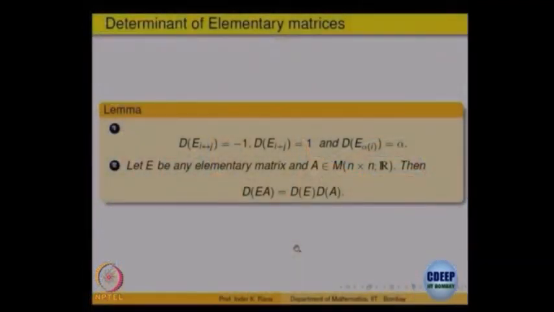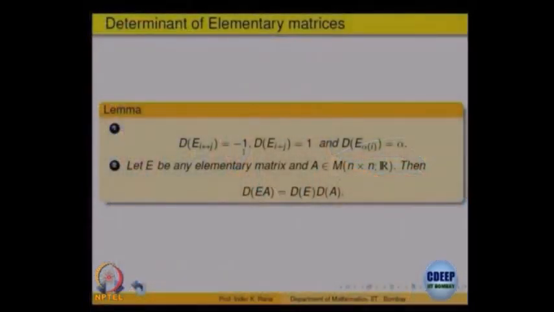Next we want to compute the determinant for the elementary matrices. So what is the first elementary matrix? That was interchanging the ith row with the jth one: take the identity matrix and interchange the ith with the jth. So what is the determinant of that? Minus 1. Just now we showed that in any matrix, if we interchange the ith and jth rows, it gives a negative sign. So in particular for the elementary matrix also.